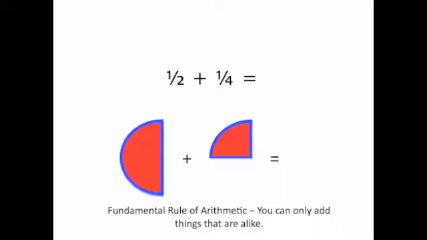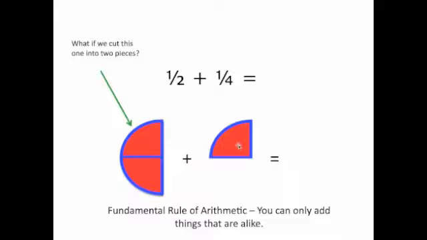Now, the fundamental rule of arithmetic really comes into play here. The fundamental rule of arithmetic says that you can only add things that are alike. For example, how many are 2 giraffes plus 3 cars? Somebody could say 5, but 5 what? 2 giraffes plus 3 cars is 2 giraffes and 3 cars, because you can't add things that are not alike. This problem is 1/2 plus 1/4. These things are not alike, and therefore adding them makes no sense. It doesn't compute.